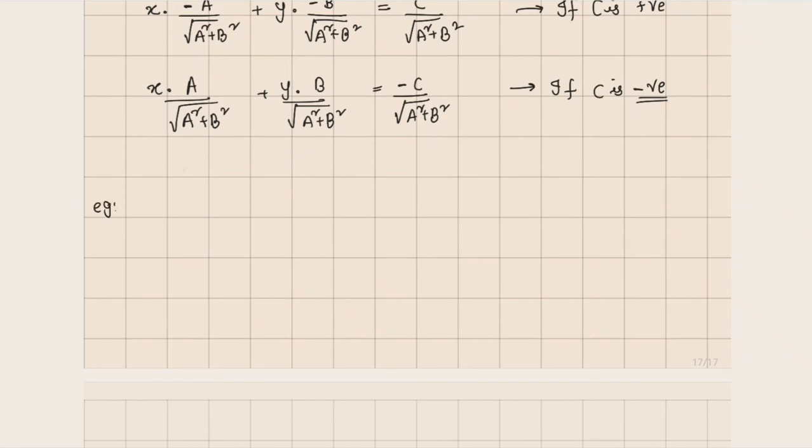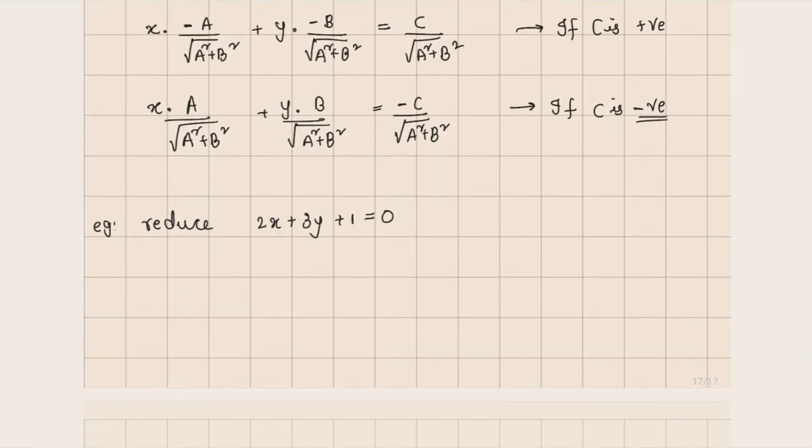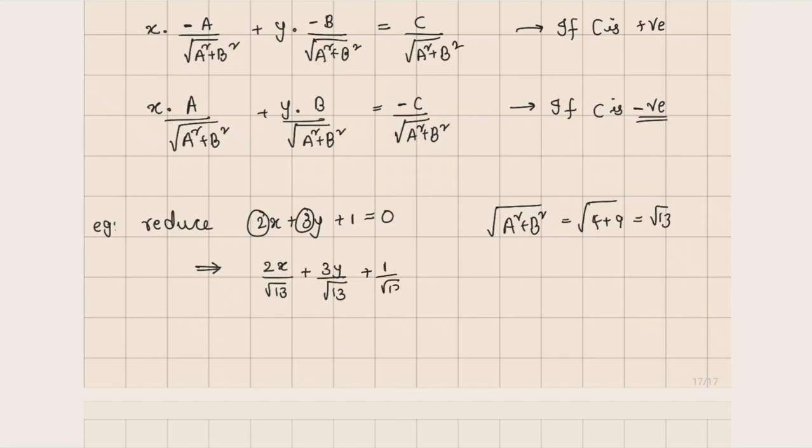Suppose for example, reduce 2x plus 3y plus 1 equals 0. Here c is positive, so we need to divide this equation, where this is a and this is b, by root over a square plus b square. What is root over a square plus b square here? Root over 4 plus 9, which is root 13. So we divide this equation by root 13, which gives 2x by root 13 plus 3y by root 13 plus 1 by root 13 equals 0.